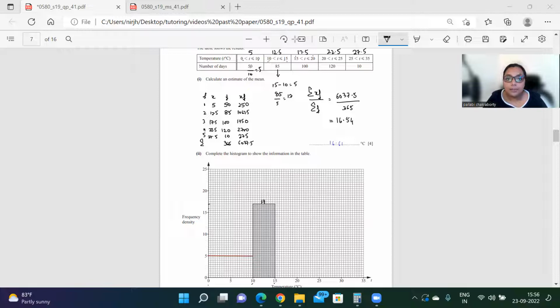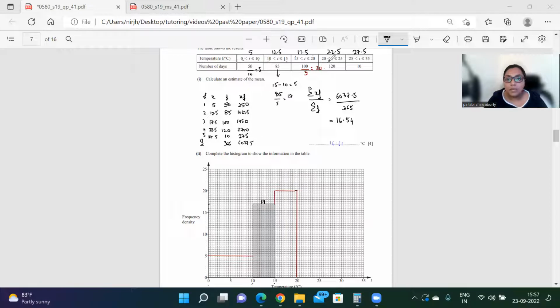Let's talk about the next point. The next point is 15 to 20, again 5, and the frequency is 100. So it will be 100 by 5, which is 20. So the next data will come at 20, and it will be from 15 to 20. So how will you make the bar? First let's make a line at 20. This is where you stop and you join this, right? This is your graph for the next data, which is at 20, from 15 to 20.